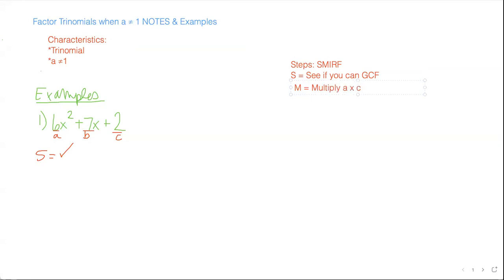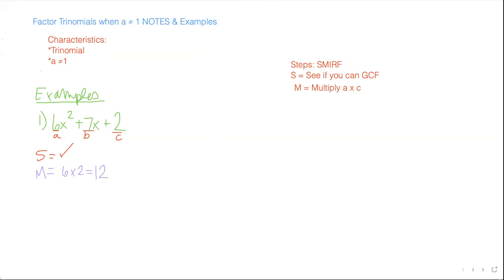So that means the letter A times the letter C in your equation that you are given. In this equation, our A is equal to 6. So step M is going to be A times C, which is 6 times 2. Okay, 6 times 2 is 12. So step M is going to be 12 for us. That's all we're doing, multiplying A by C. So far, so good. Step 1 and 2 are done.